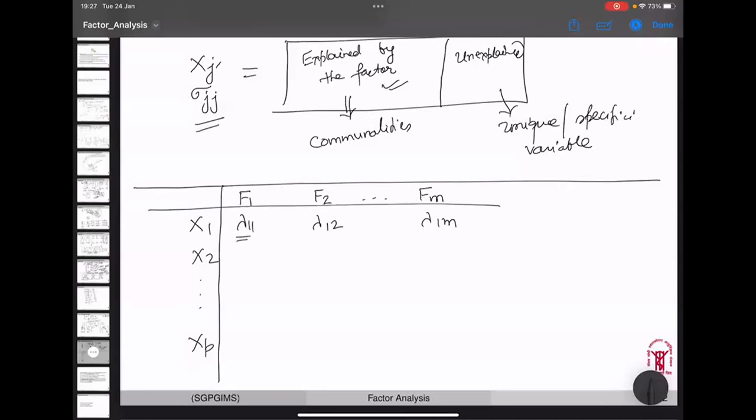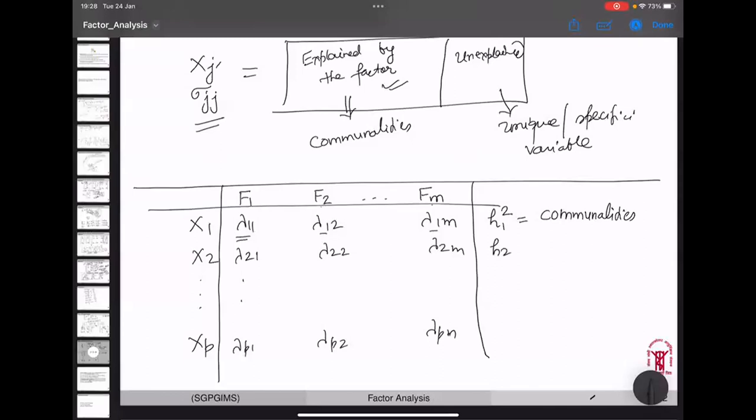This lambda 11, as I told you, is the contribution of factor 1 on x1, contribution of factor 2 on x1, and the contribution of the factors are represented by these. Similarly lambda p1, lambda p2, and so on. Now if you square all these and sum over here, it will be represented by h1 square. These are called communities: h1 square, h2 square, and hp square.